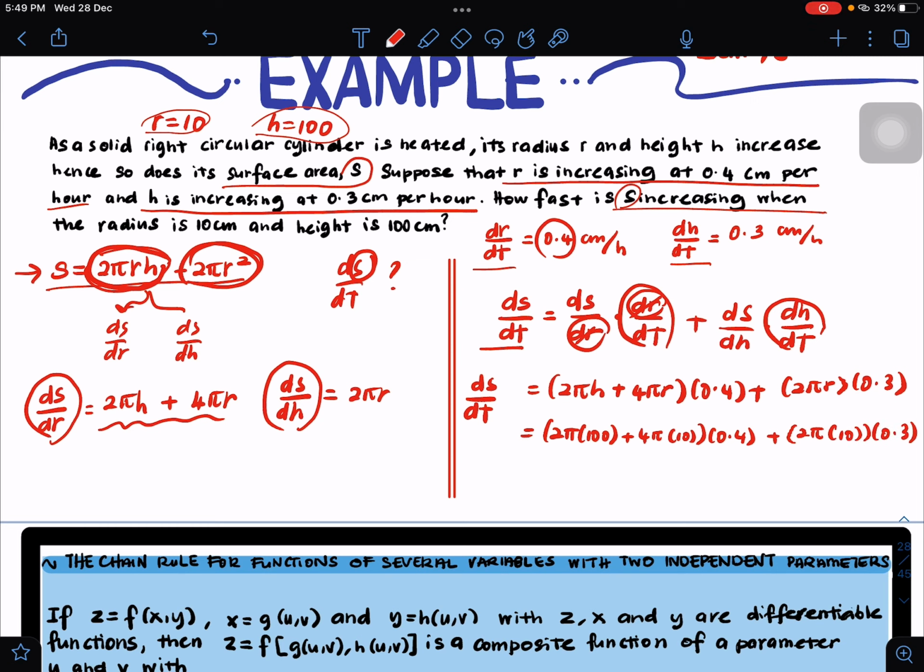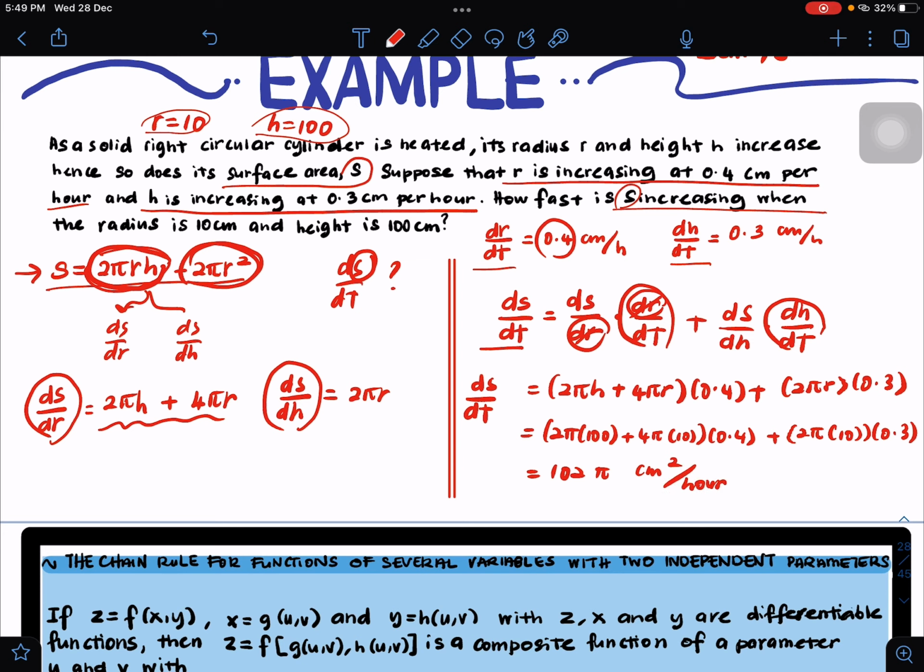Okay, so sini awak dapat 200 pi tambah dengan 40 pi, awak dapat 240 pi. 240 darab dengan 0.4, awak akan dapat 0.8. Okay, so boleh kira lah kat sini. Dah masuk-masuk nilai ni, awak boleh kira lah berapa awak punya value. So, akhir sekali awak akan dapat jawapan dia sama dengan 102 pi, okay, centimeter square per hour.